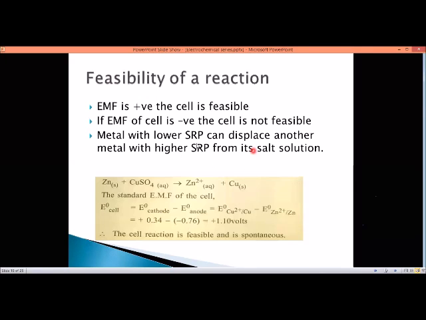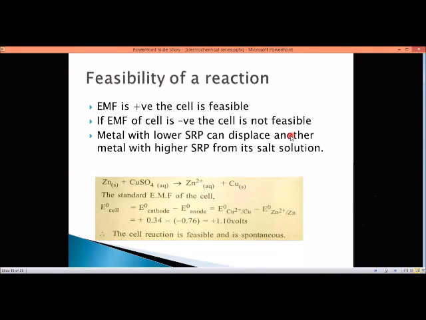The third one is feasibility of a reaction. What do you understand, children, by feasibility of a reaction? How easily a reaction proceeds, whether the reaction is spontaneous or not, is known as the feasibility of the reaction. Any Daniel or galvanic cell whose EMF is positive is said to be a feasible cell. That means the reaction will take place easily. It doesn't require any external source. It will be a spontaneous reaction only when the EMF is positive. If the EMF of the cell becomes negative, the cell is not feasible or not spontaneous.